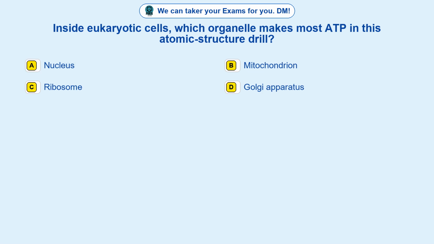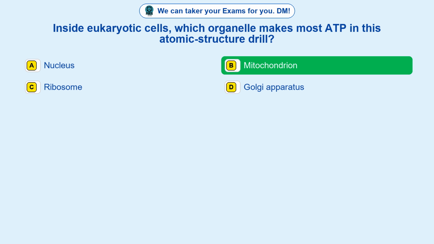Question 2. Inside eukaryotic cells, which organelle makes most ATP in this atomic structure drill? Option A, nucleus. Option B, mitochondrion. Option C, ribosome. Option D, Golgi apparatus. The correct answer is option B, mitochondrion.